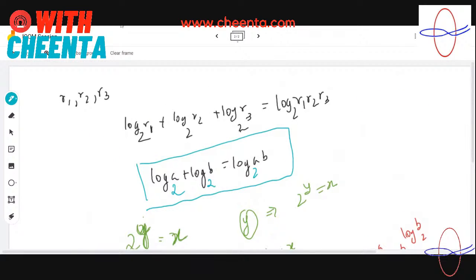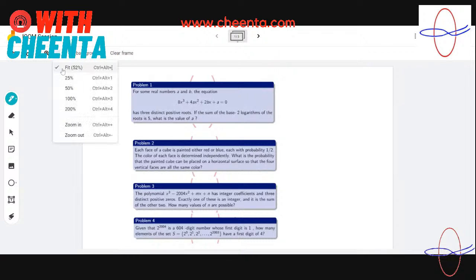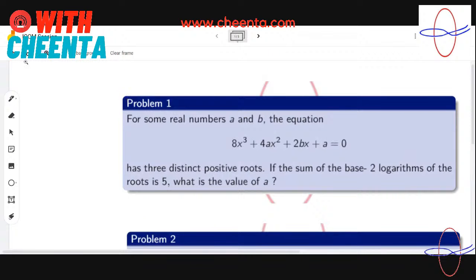What is the property of log? Now, if this is the property of log, and I hope you know about Vieta's formula in this case, then what will happen is the following. Therefore, what do we know about this? So let's go back here. So therefore, what do we get?